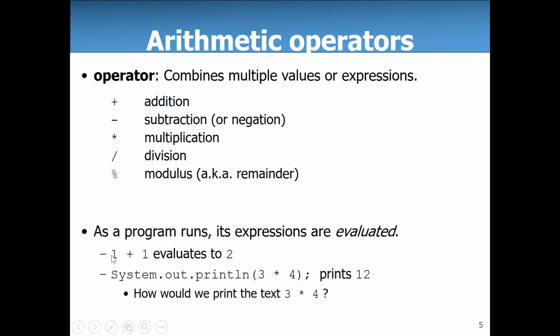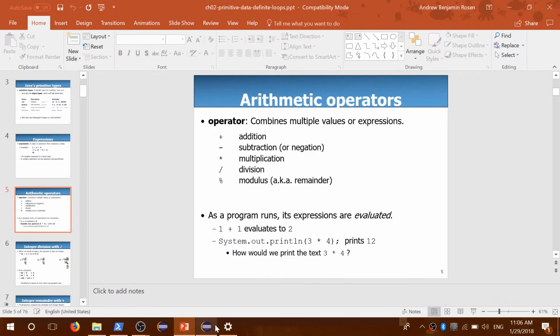Right? So it evaluates these expressions as you run it. 1 plus 1 would be evaluated as 2. System.out.println would print 3 times 4. So how would we actually print out the text 3 times 4 rather than the expression?